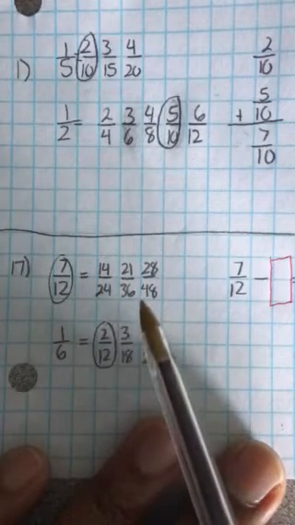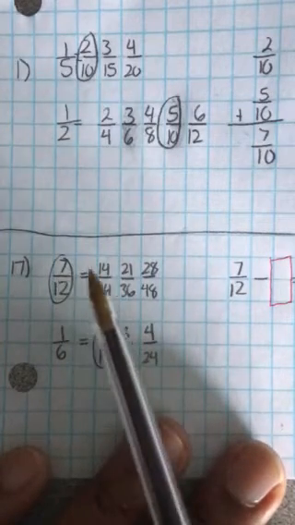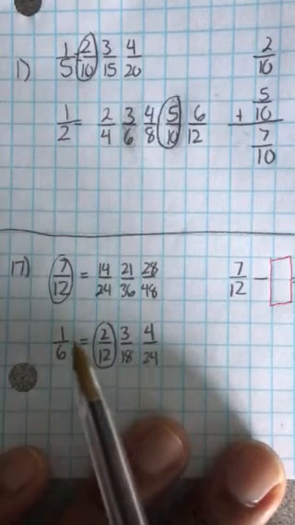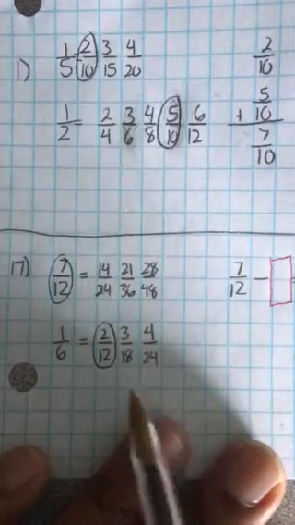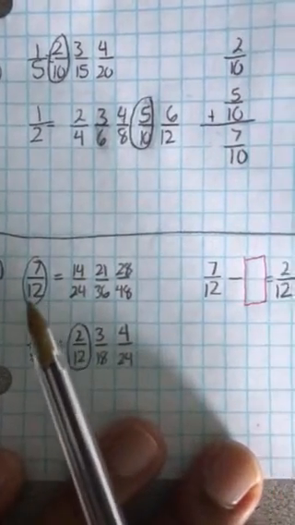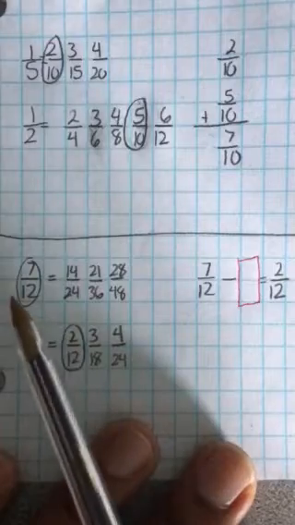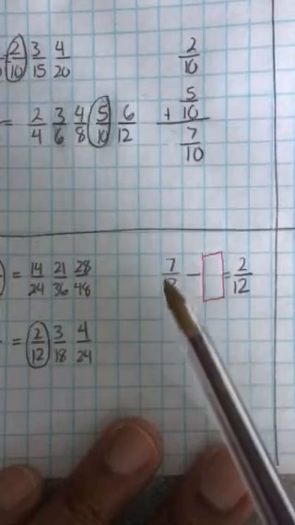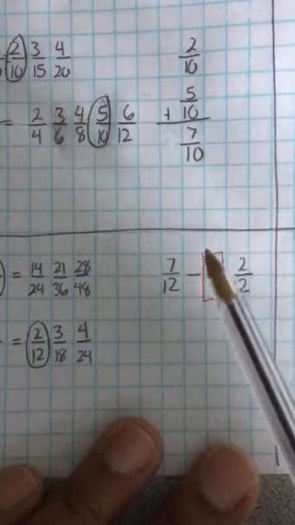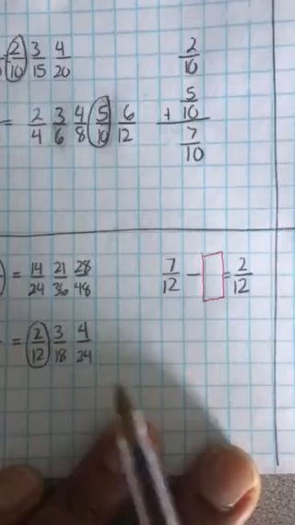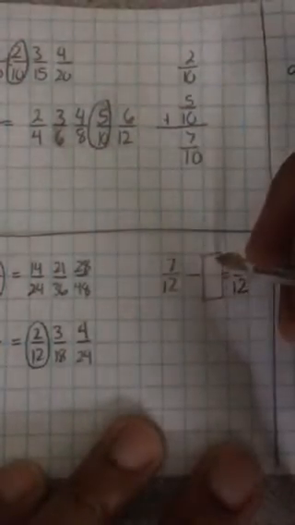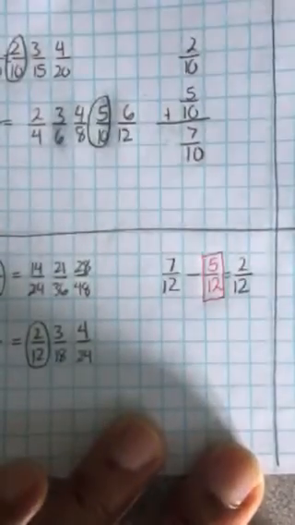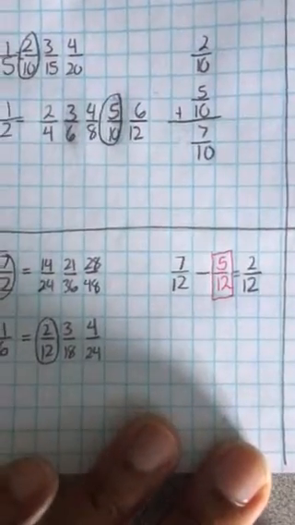I'll do multiples of 12 in this denominator, multiples of 7 in this numerator, multiples of 6 in this denominator, multiples of 1 in this numerator. So I locate my lowest common denominator, which is 12. Now I've got to do my algebra. 7/12 minus some number is 2/12. Well, 7 minus 5 is 2, and my denominator stays the same.